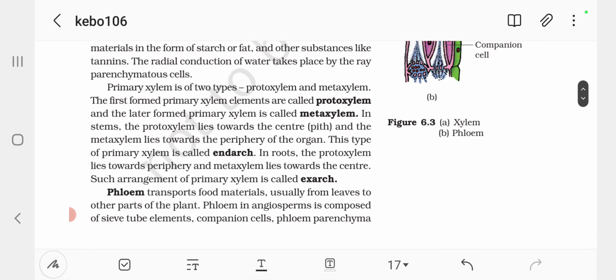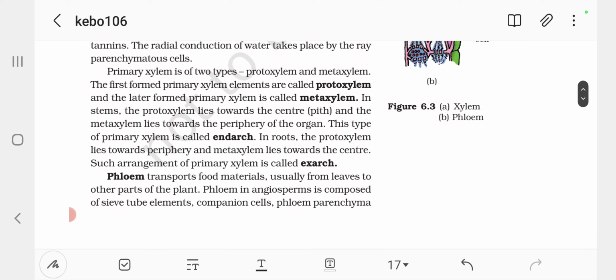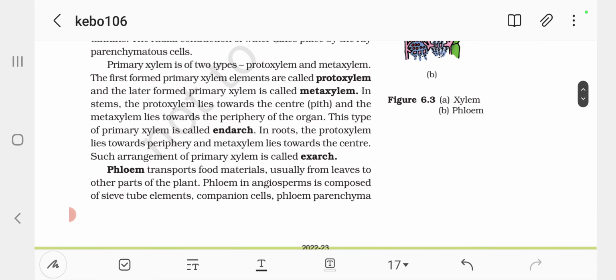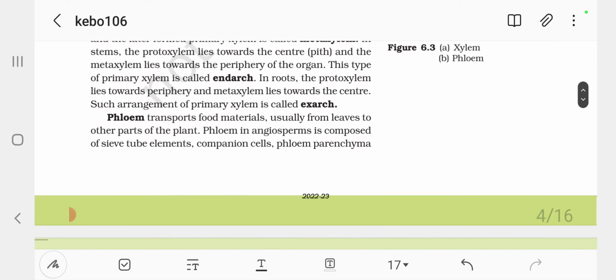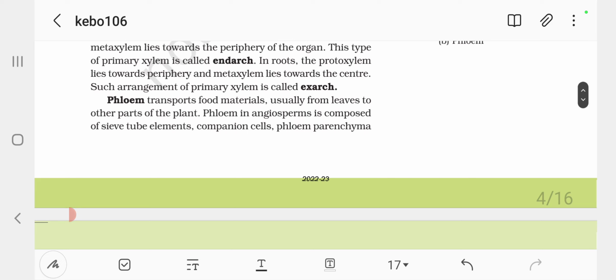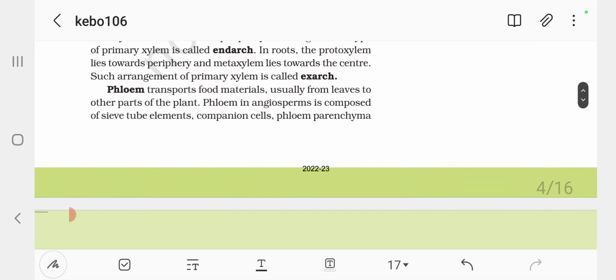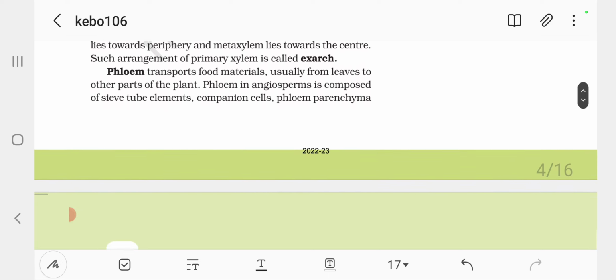Primary xylem is of two types, protoxylem and metaxylem. The first formed primary xylem elements are called protoxylem and the later formed are called metaxylem. In stems, the protoxylem lies towards the center, the pith, and the metaxylem lies towards the periphery of the organ. This type of primary xylem is called endarch. In roots, the protoxylem lies towards the periphery and the metaxylem lies towards the center. Such arrangement of primary xylem is called exarch.